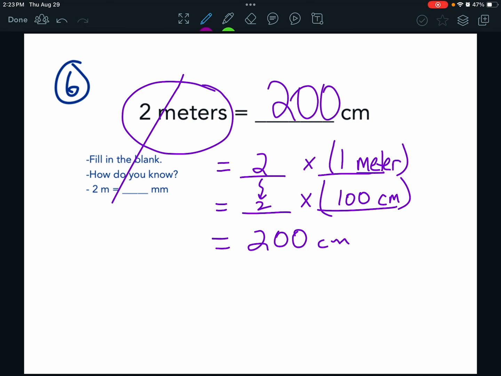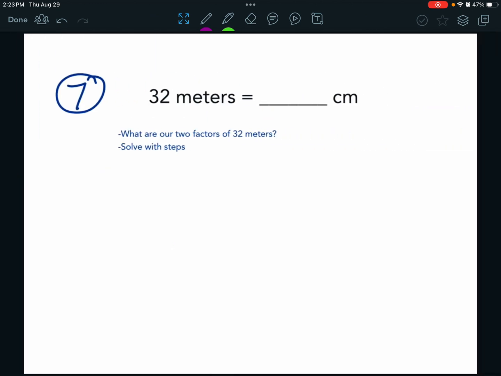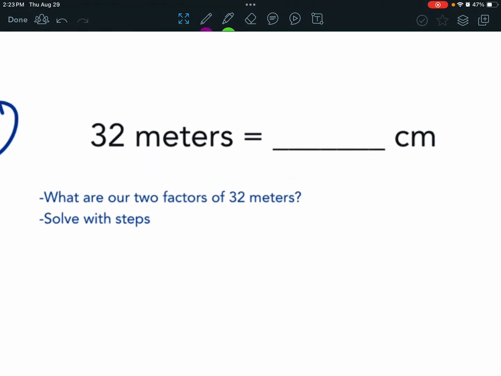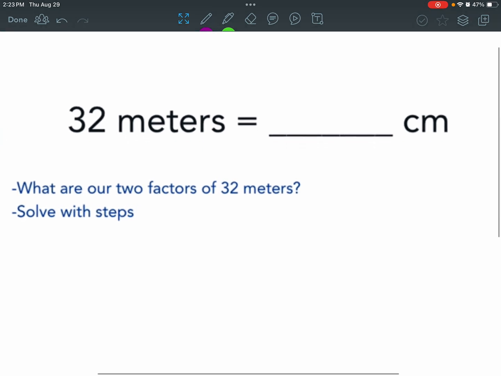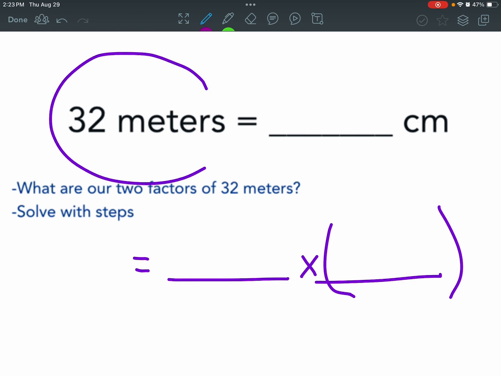So hopefully you took good notes. That way the next question is going to be super easy because you can just look back at what we did before. So here's our next problem. So go ahead and write that one down on your paper. So here's where you get to see if you took good notes. What are our two factors for 32 meters? Pause and discuss with your shoulder partner.